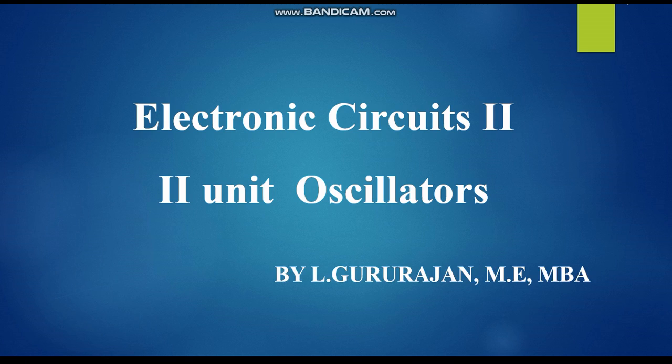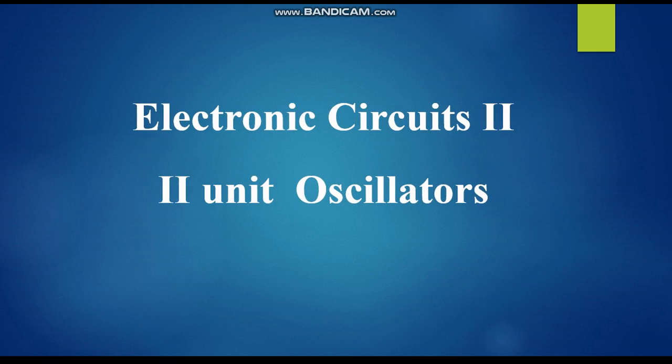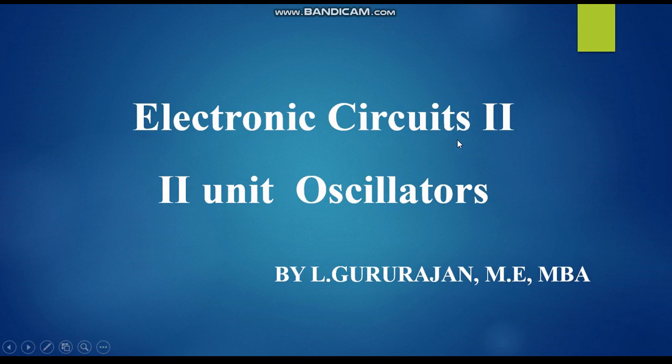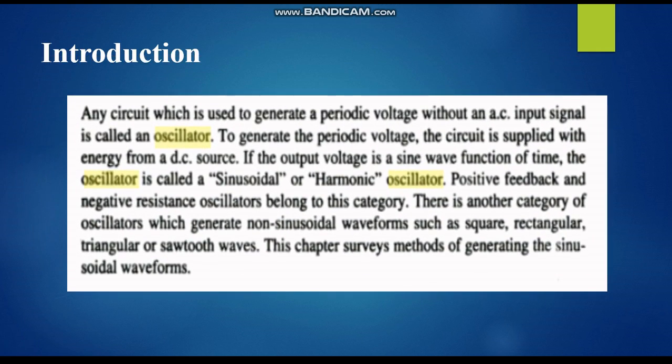Hi friends, now we are going to see about the Electronic Circuits 2 subject, second unit: oscillators. We already saw the first unit, feedback amplifiers. In feedback amplifiers we used negative feedback, but here in oscillators we are going to use positive feedback. An oscillator is a circuit which basically acts as a generator that generates an output signal which oscillates with constant amplitude and also constant frequency.